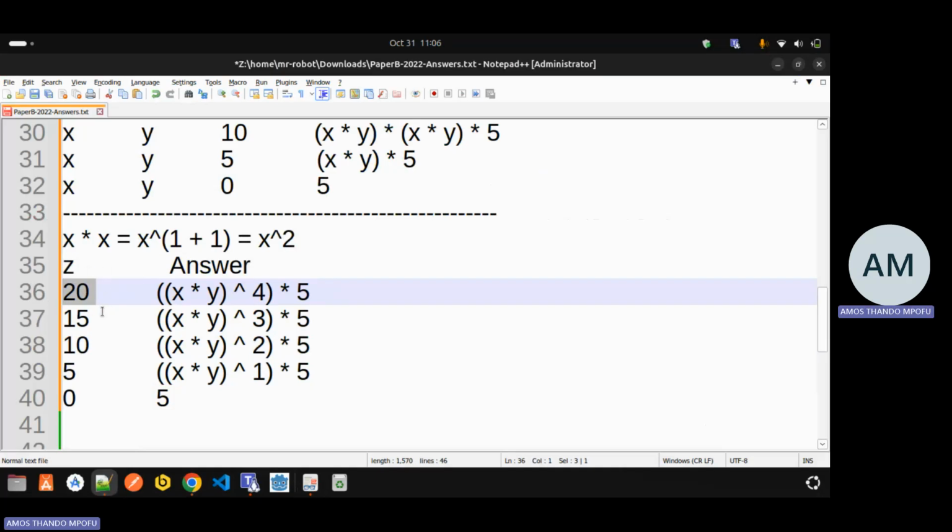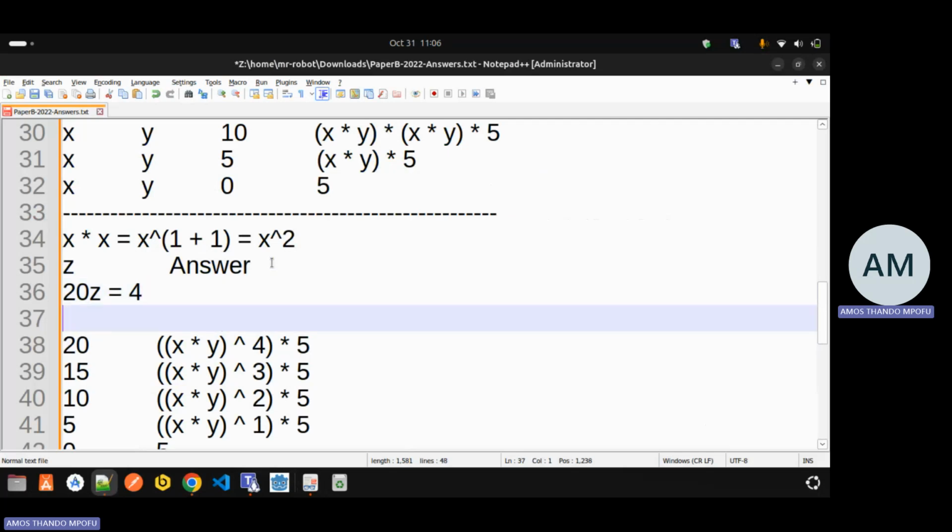So we need to see what happens to z with respect to its current value. You see, there's 4, there's 5, there's 20, right? How did I get to 4? How did 20 change to 4? So basically, this is the question that we have. It's 20z, and then I got a 4. So what is actually z? How is z affecting this equation?